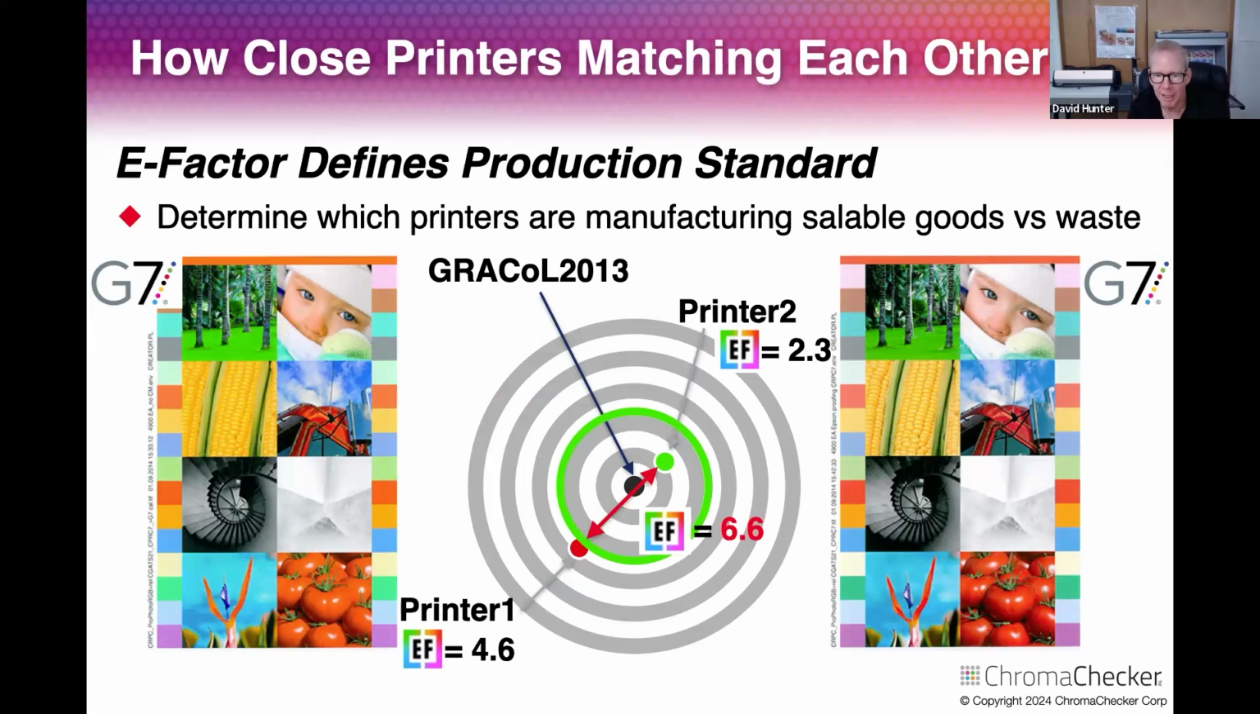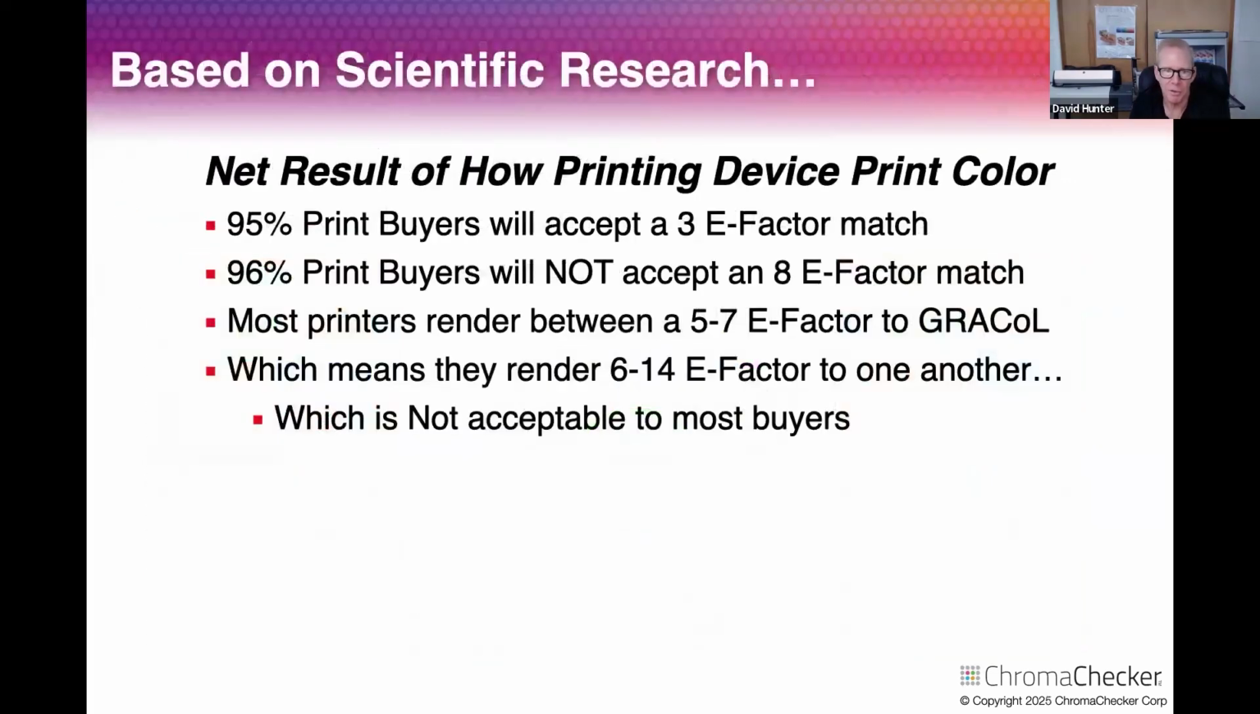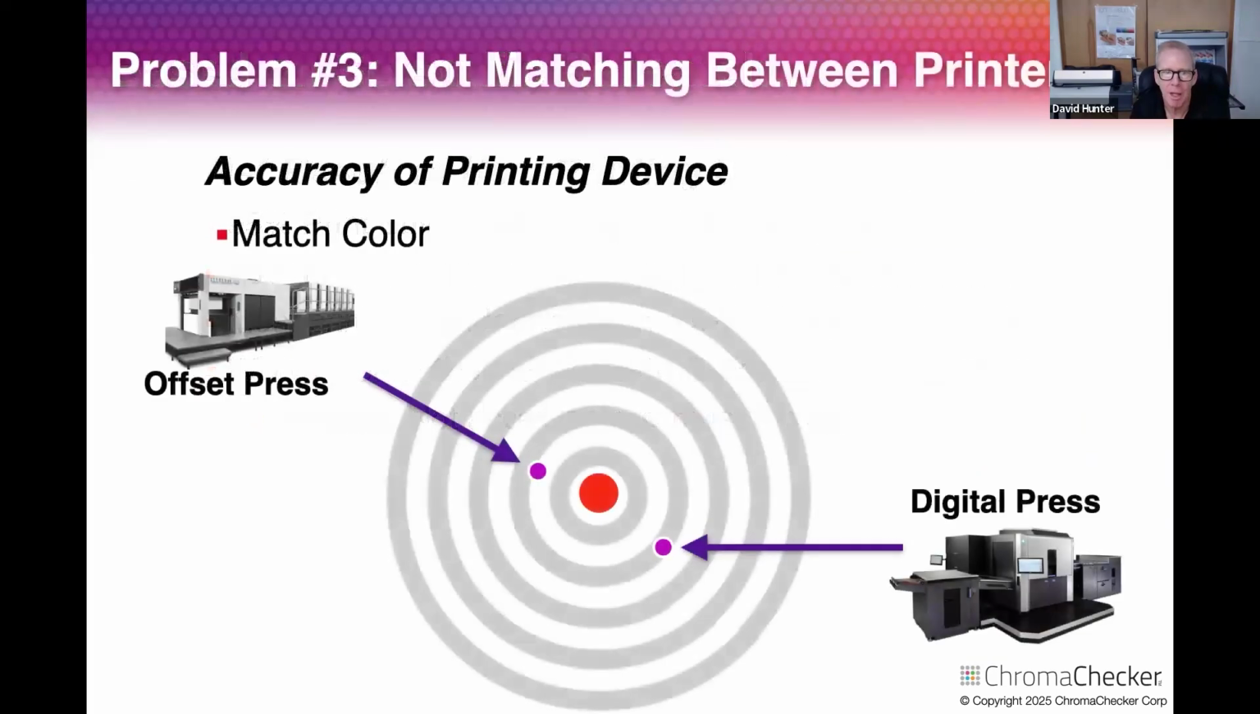So we need to be very conscious of this as a result, because again, 96% of print buyers will not accept an 8 or more. I would say it's more like 60 to 70% would not accept a 6.4. And if all your printers are rendering to GRACoL color space, that means they render between a 6 and 14 E factor to one another, which is not printer alignment. You have a shared visual appearance, but you do not have a printer match.